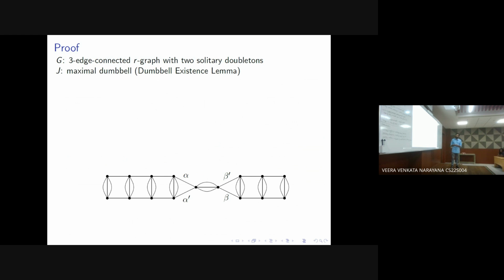Okay. Now, solitary doubleton lemma. We discussed that G minus alpha minus beta is a bipartite matching cover graph. That means I can color the vertices and the coloring only violates for alpha and beta. Let's take a coloring.